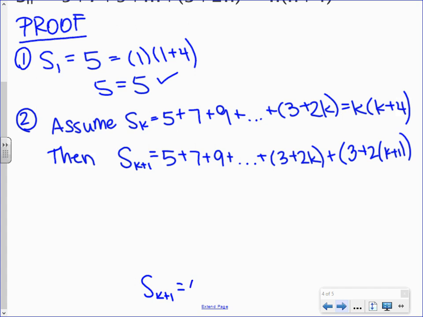K plus 1 times k plus 5. K becomes k plus 1. K becomes k plus 1. So now we have k plus 1 times k plus 5. That's the same thing that you practiced yesterday.